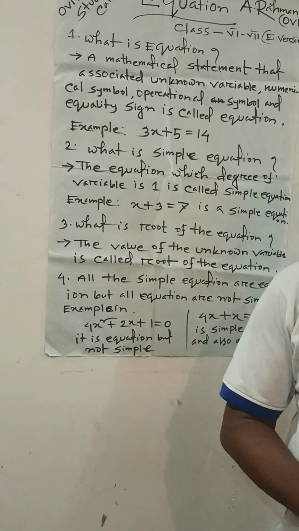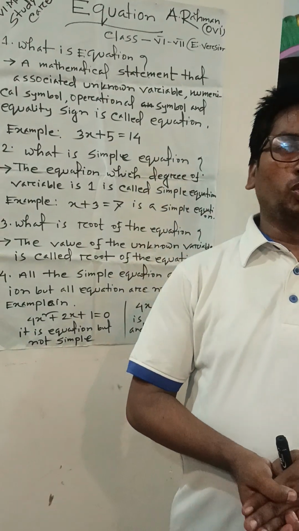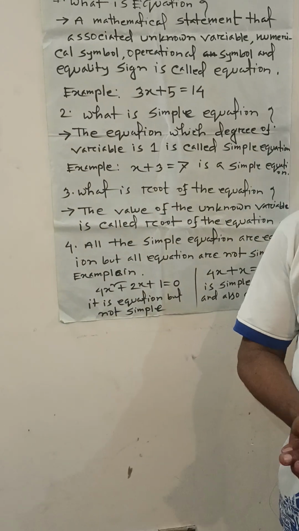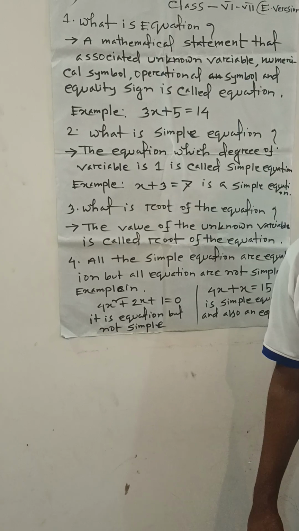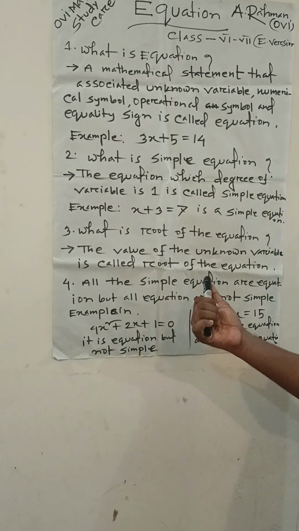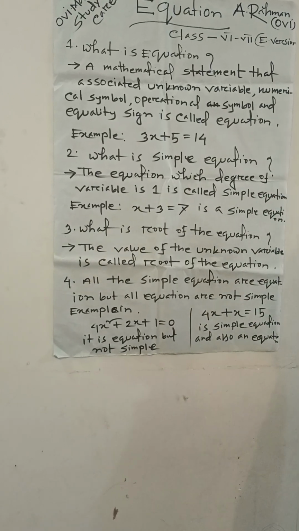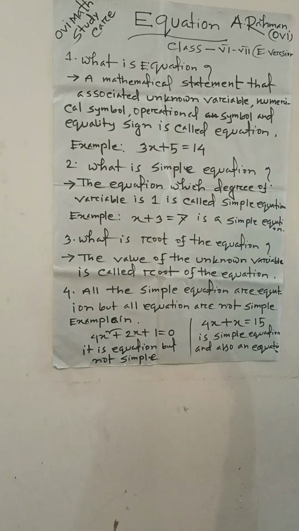So we can clearly understand what is equation, what is root of the equation, and what is simple equation, and why all the simple equations are equations, but all equations are not simple. There is another kind of equation which is linear equation. We discuss about it in our next class.